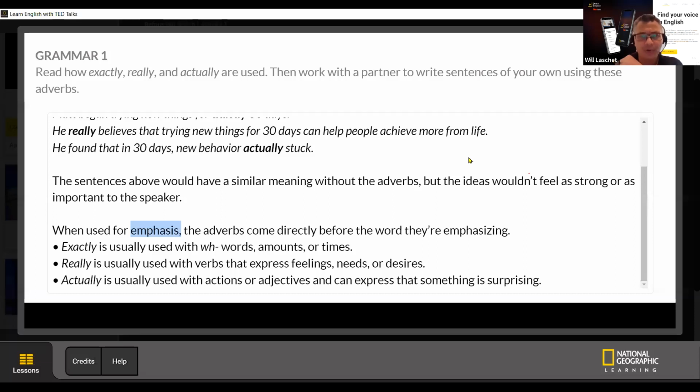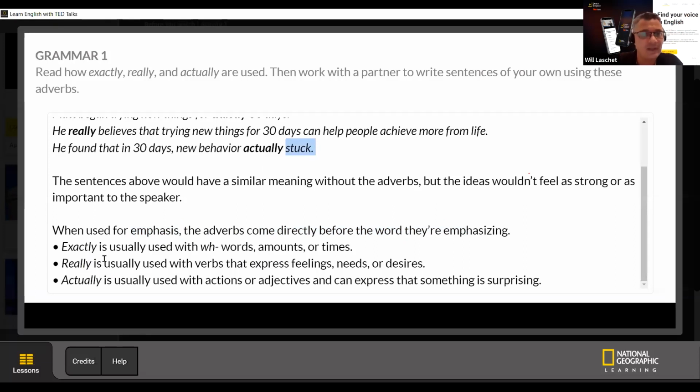And there's something important here as well. This is the bit that I like. It tells us that to add emphasis with these adverbs, it's when we use them directly before the word they're emphasizing, because all of these words can be used in other ways with different usage. So this is being very clear. We're only talking about when we're using it before the word that we want to emphasize.